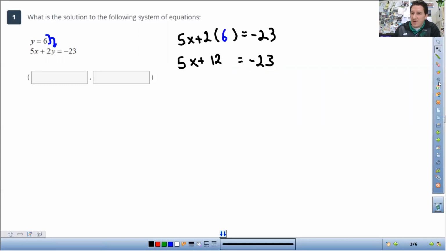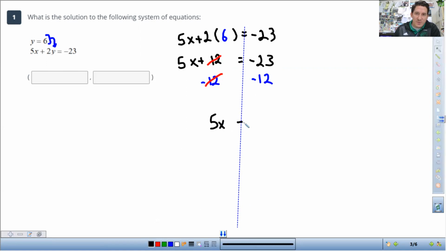And actually, before I go any further, I'm going to put in a line of separation on that equal sign, just to help keep track of both sides of the equation. So now I want to get x by itself. I'm going to start off by subtracting 12 from both sides. So plus 12 minus 12 cancels out. You get 5x is equal to negative 23 minus 12, which is negative 35. Be careful with those negatives.